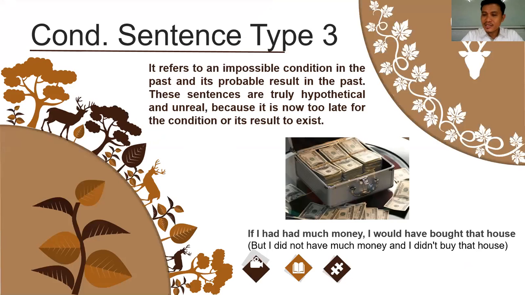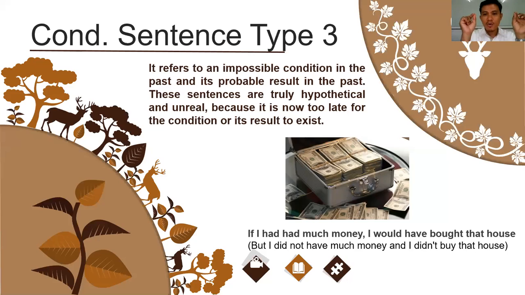So what is conditional sentence type 3? We use conditional sentence type 3 to talk about something which refers to an impossible condition in the past and its probable result in the past. So we are talking about something in the past, right? In the past, that thing did not happen or it was impossible to happen.